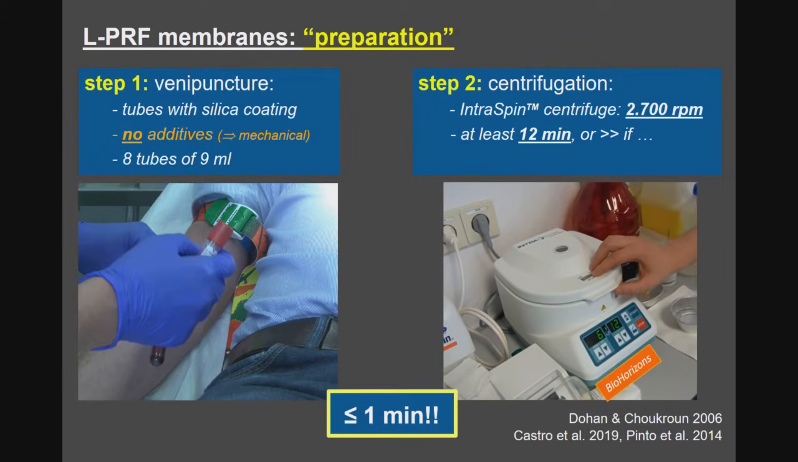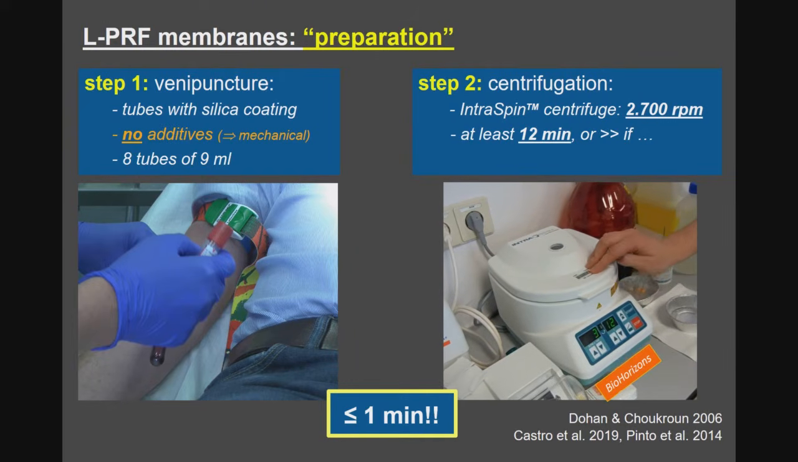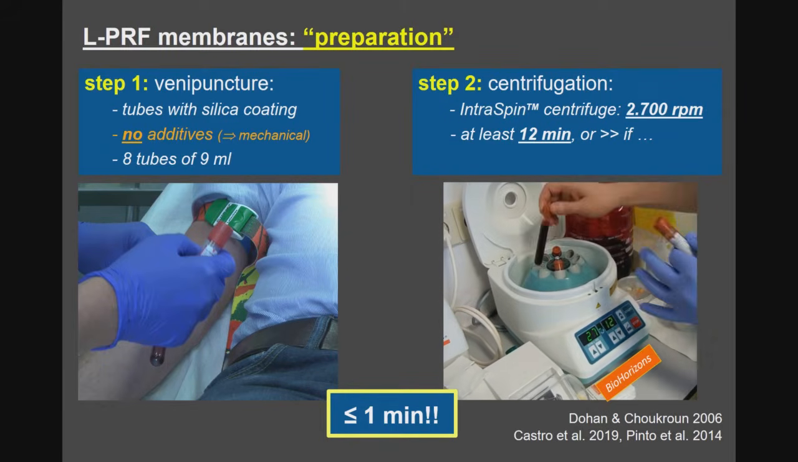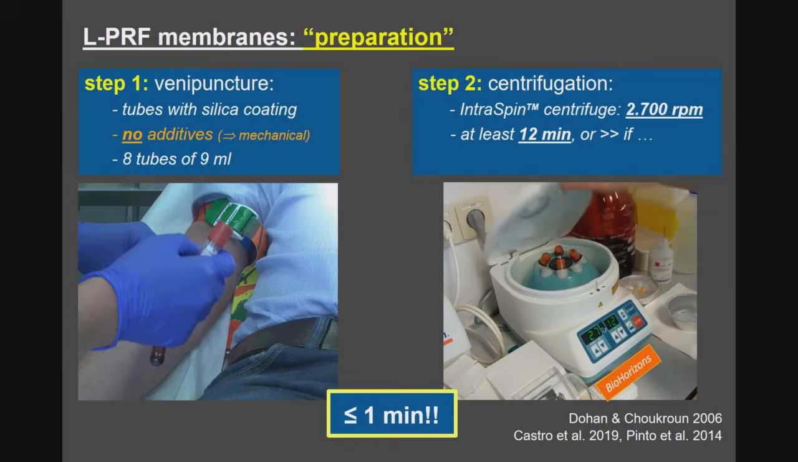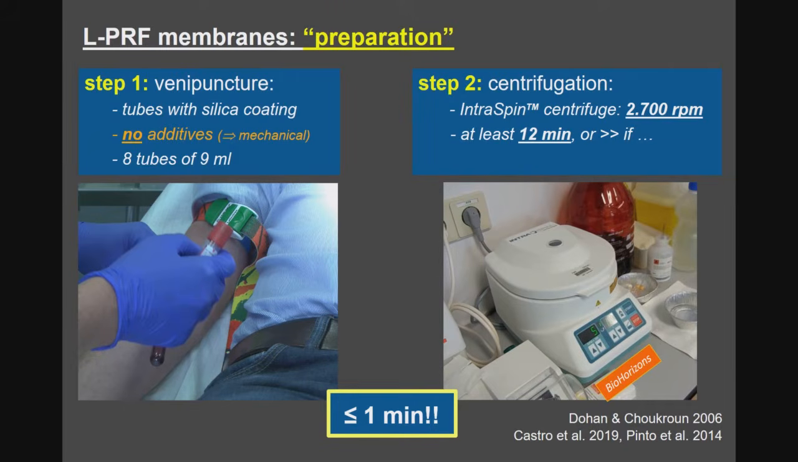It all sounds very simple, but there is one aspect that you have to keep in mind, and that is the time between taking the blood and putting the tubes into the centrifuge. This time cannot be longer than 1 minute, otherwise you will not get nice membranes afterwards. But it takes around 50 seconds to get 2 tubes of blood. So what do you have to do?